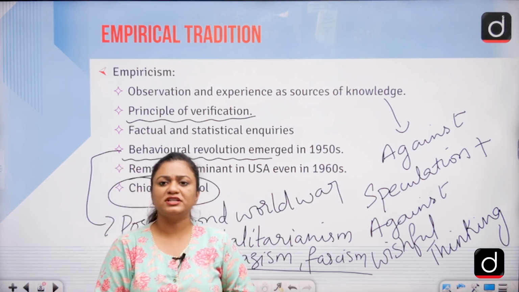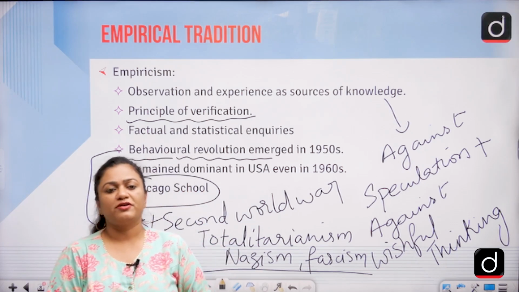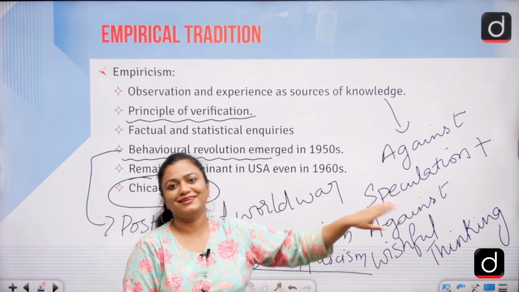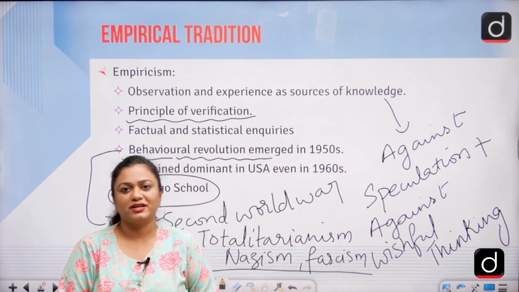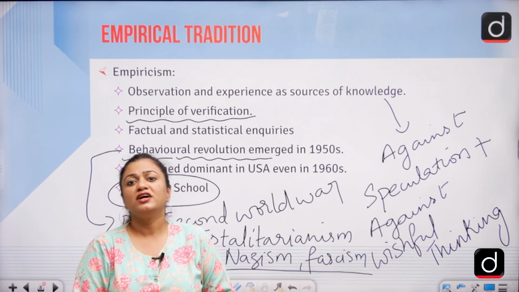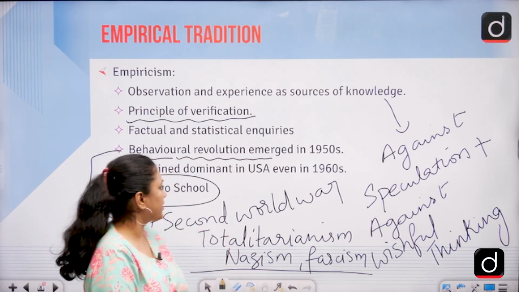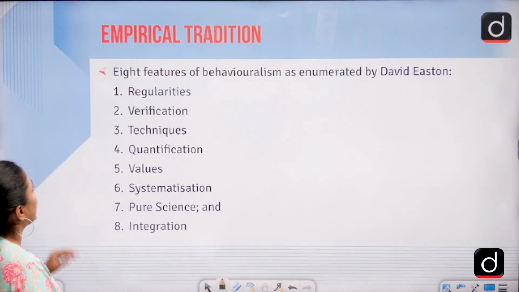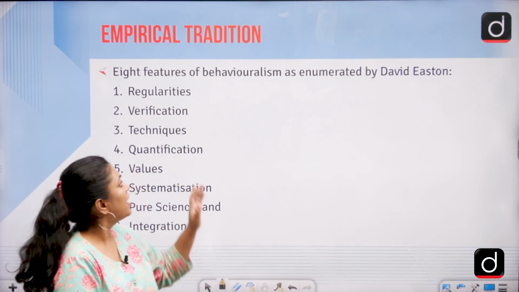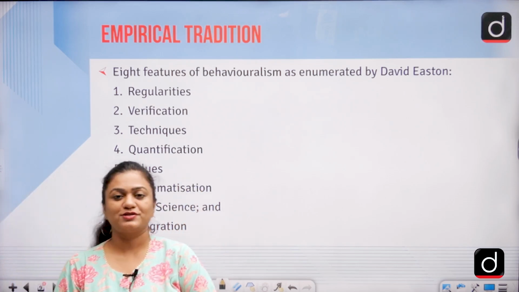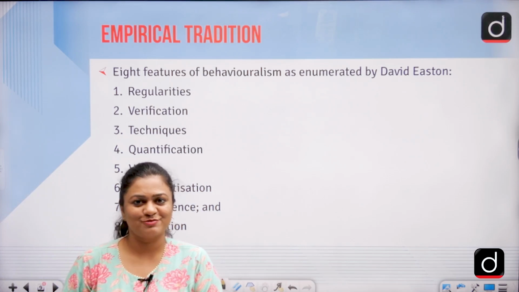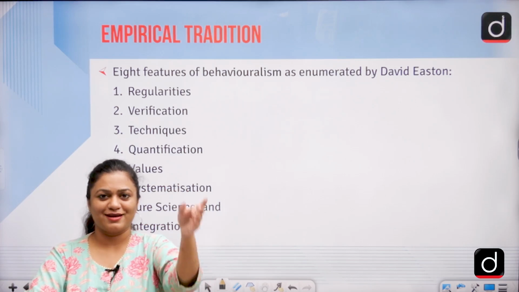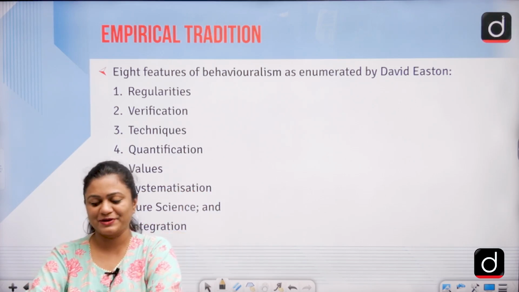So, those things which you cannot quantify, which you cannot verify through data, and if you are just relying on speculation, then Merriam relegated that as not the real truth or real knowledge. Okay. So, this is all about the Chicago School. Now, the 8 features of behavioralism as enumerated by David Easton. I am sure that you have heard about David Easton, his political system approach, that input, output and feedback mechanism and all these things.